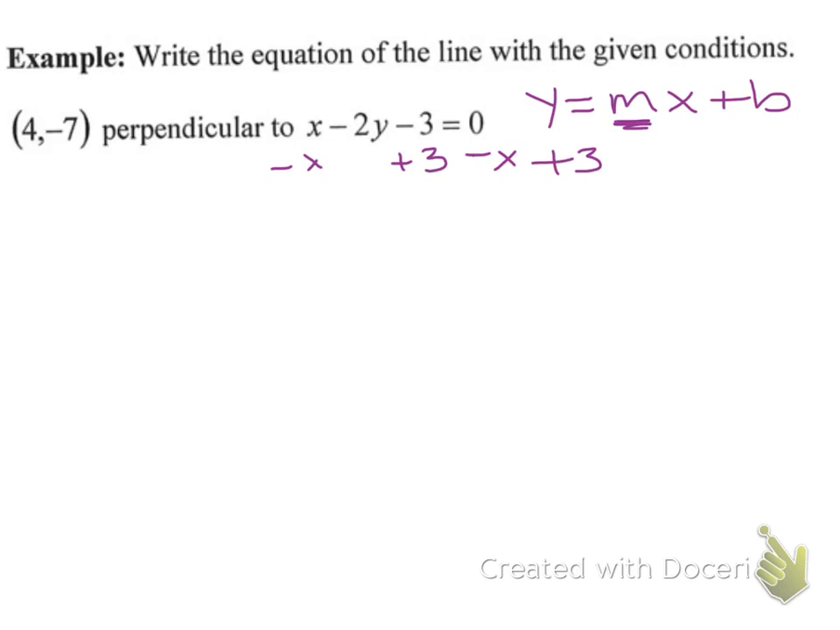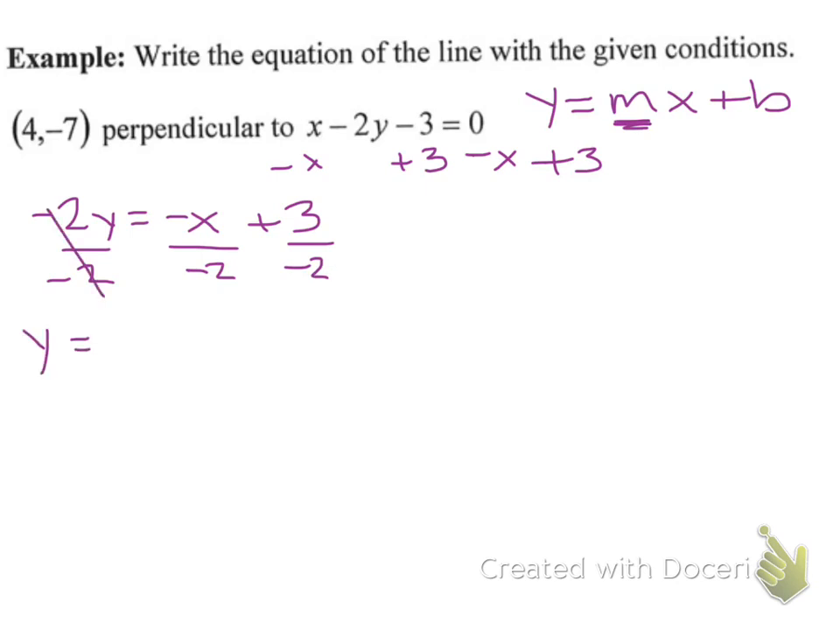So my equation is now going to say negative 2y equals negative x plus 3. And we're going to divide everything by negative 2. So when I do that, I get y equals 1/2 x minus 3/2. Now, traditionally, you wouldn't have to divide both of them separately. You could just make it one big fraction. But remember, our objective is to identify our m. So here is our m value.